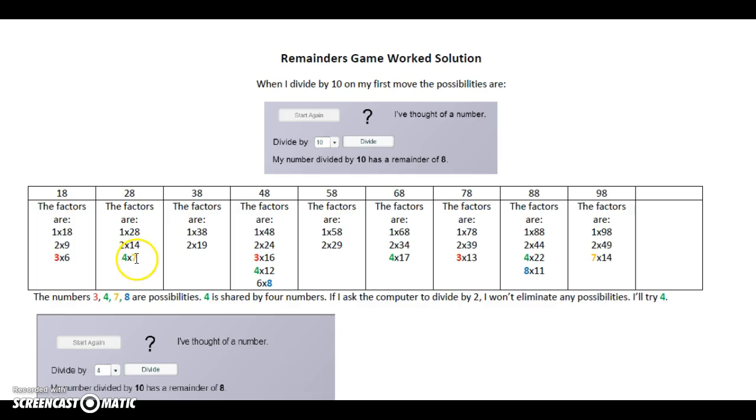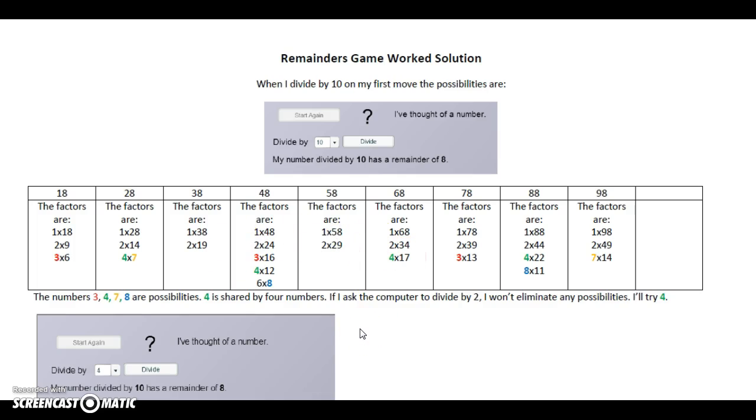I saw that 2, 28 and 98 share those factors of 7. And then 8 is shared by 48 and 88. Now, what I've done here is I've narrowed down the possibilities. And now I'm looking at 4 being shared by all 4 numbers.